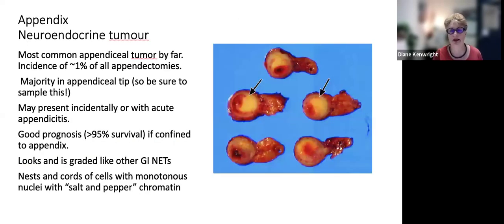The other thing that happens in appendixes are neuroendocrine tumors. Neuroendocrine tumors are the most common appendiceal tumor, occurring in about 1% of appendectomies. When we cut up the appendix, we can see this yellow nodule, and it is present mostly at the tip of the appendix. It's usually found incidentally, and there's a great prognosis, 95% survival if confined to the appendix. These used to be called carcinoid tumors, but we call them neuroendocrine tumors now, and we grade them. Most of these are grade 1, low grade, meaning that they will behave in a benign fashion.